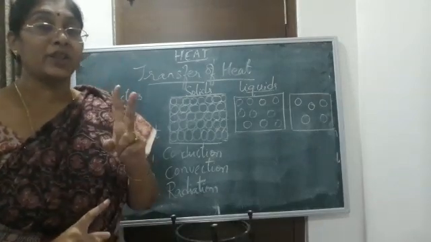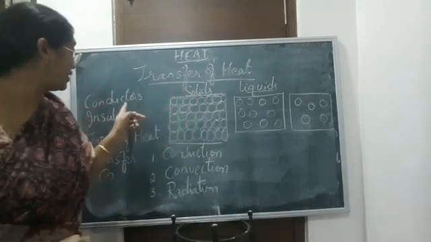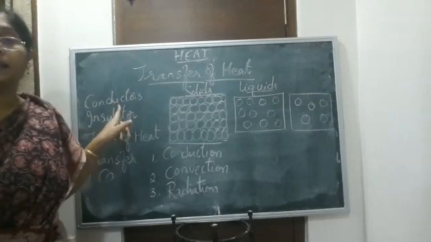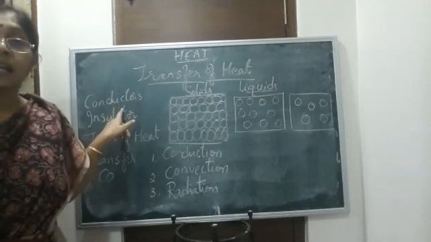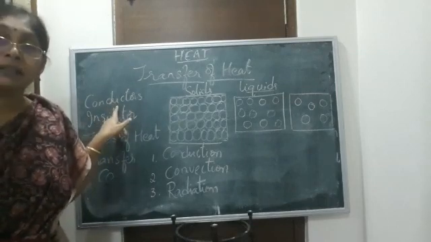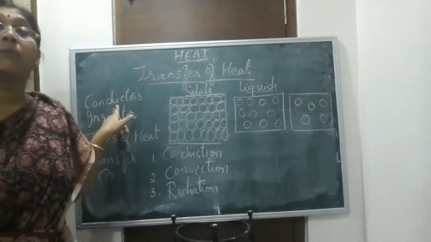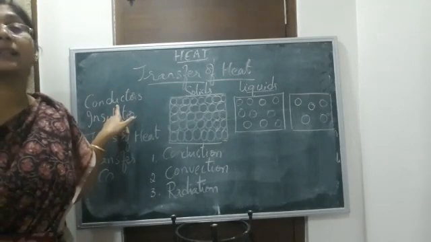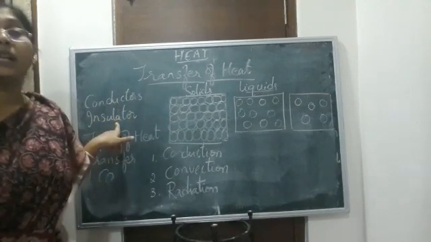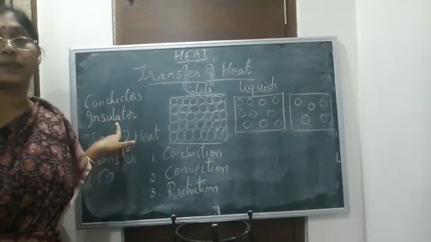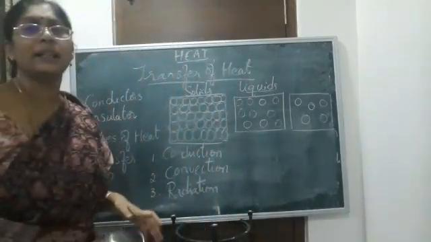Two conditions. And we have learned about two more definitions, that is, what is meant by conductor and what is an insulator. Conductors are the materials, mostly metals, which allow heat to pass through them. They are called conductors. Insulators are those which do not allow heat to pass through them.